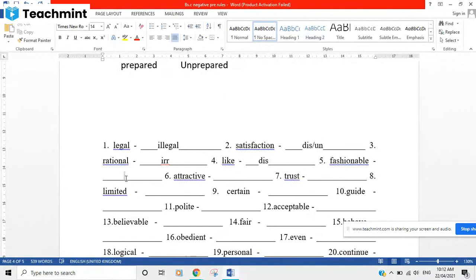Yes, understand becomes misunderstand. Next, connect. Yes, connect becomes disconnect. So we will add the negative prefix dis before that word. Next, avoidable.